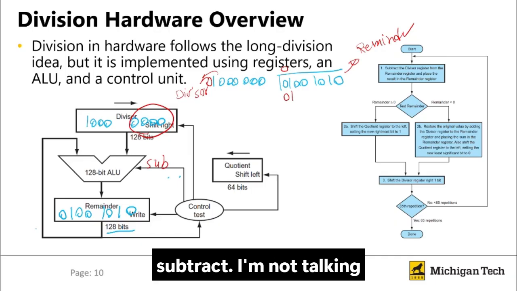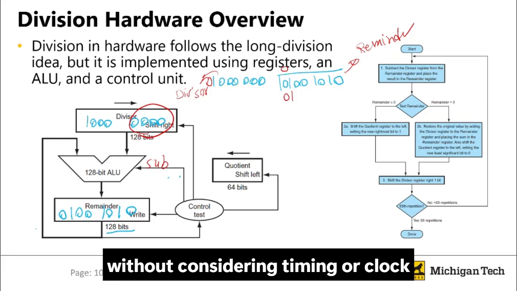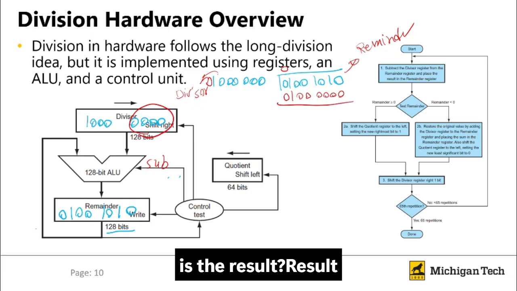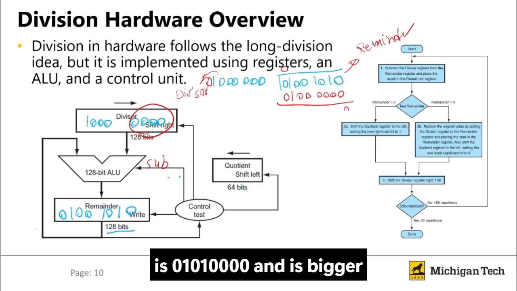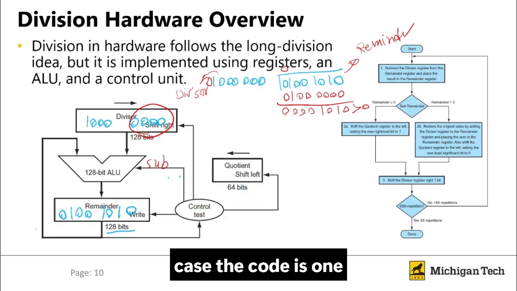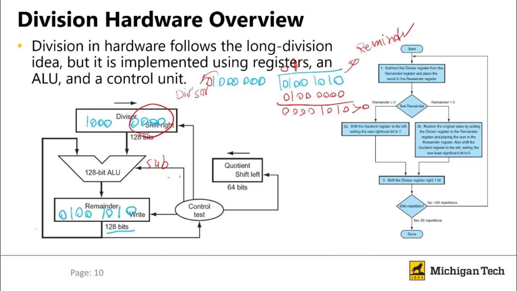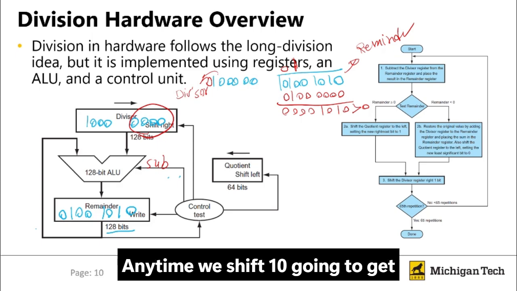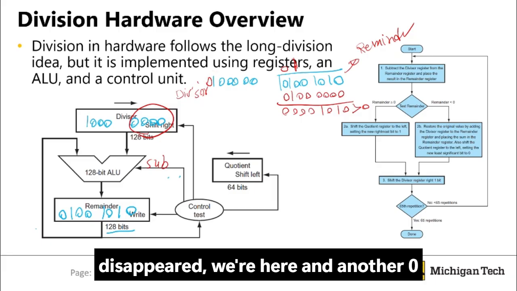I'm not talking about timing here. Timing is going to make it complex, so I'm not considering that. I'm just explaining the data path without considering timing or clock for simplicity. So for this one, the result is positive. The result is 0, 1, 0, 1, 0, 0, 0, 0, and it is bigger than 0. So in this case, the quotient bit is 1, and we shift. Any time we shift, 1 0 disappears here, and another 0 comes here.